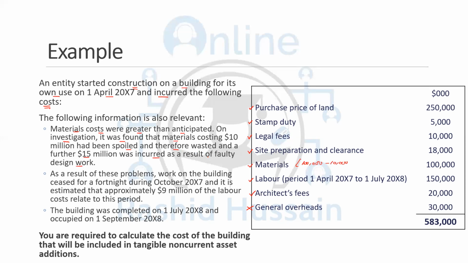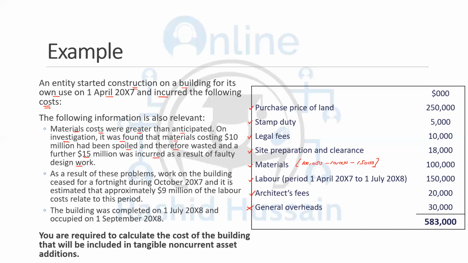The further 15 million was incurred as a result of the faulty design work. So the additional 15 million was incurred due to the faulty design work. Now it's your own mistake, so this should not be capitalized as well. So you're going to deduct this 15,000 as well. Now 100,000 minus 25,000, the rest is going to be capitalized. So you are not going to capitalize the material which has been spoiled, and you are not going to capitalize the material which was incurred as a result of the faulty design work, because it was your own mistake. So if you keep on making mistakes, you cannot capitalize all those mistakes and errors and operating losses.